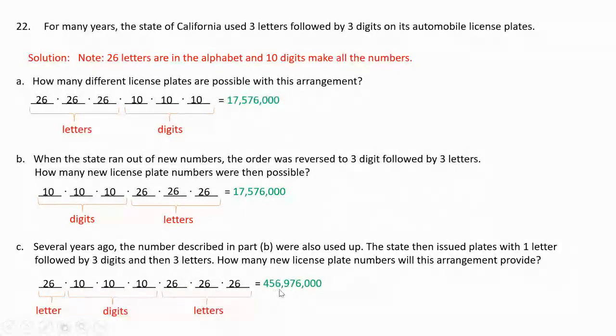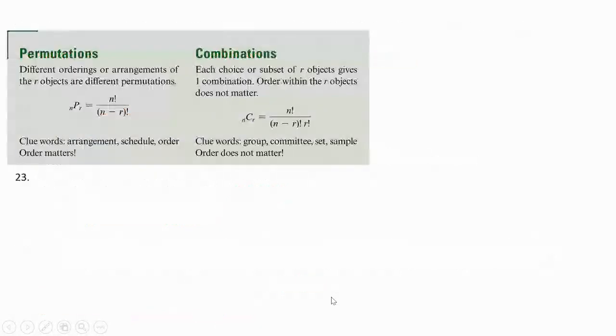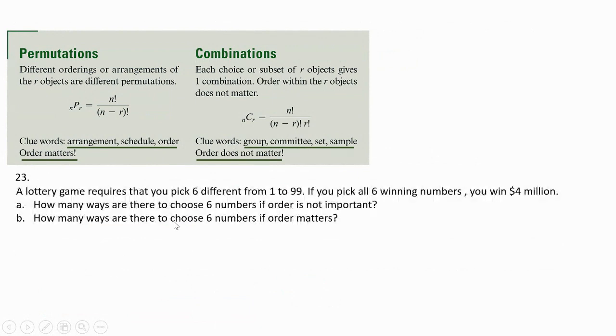And the answer will be 456,176,000 possible arrangements. Okay, I think we're almost done. We need like, I think 2 more slides. Okay, now these are permutations and combinations. These are the clue words for permutations, and these are for combinations. For permutations, the order matters, and for combination, the order does not matter.